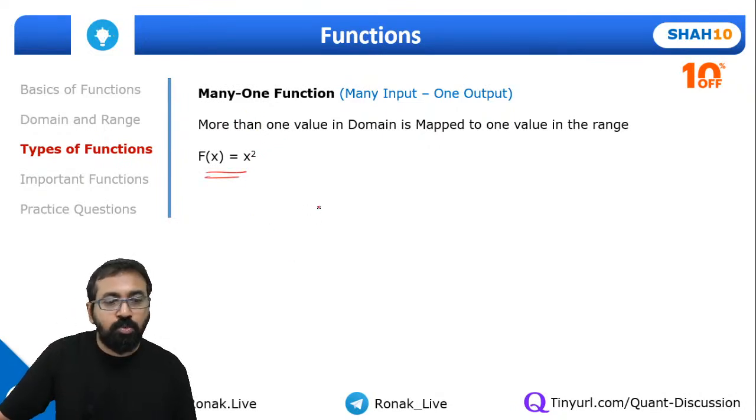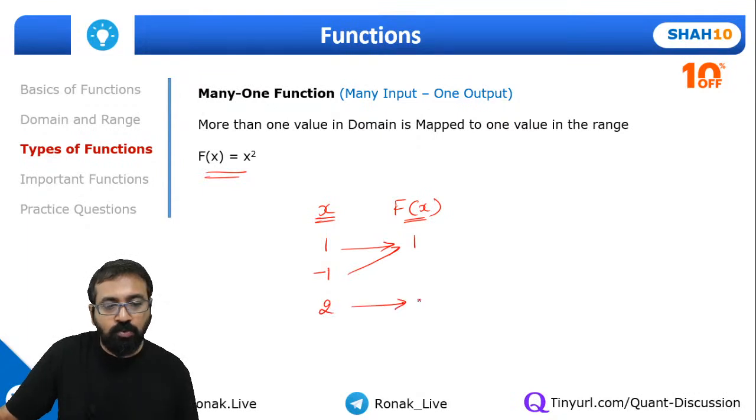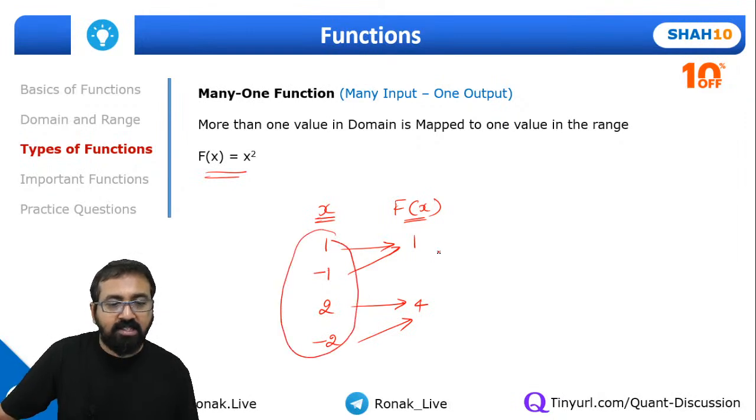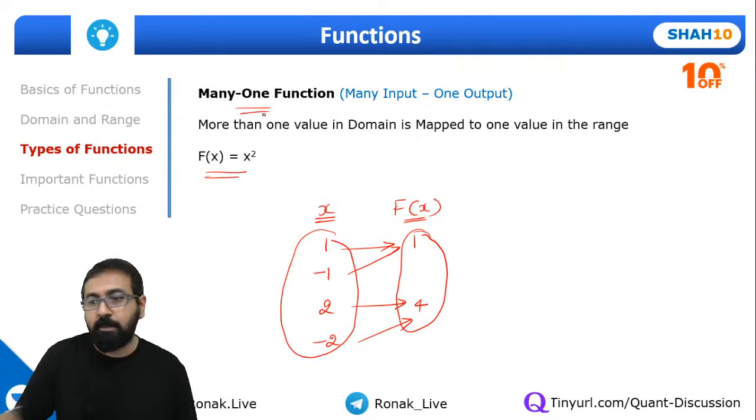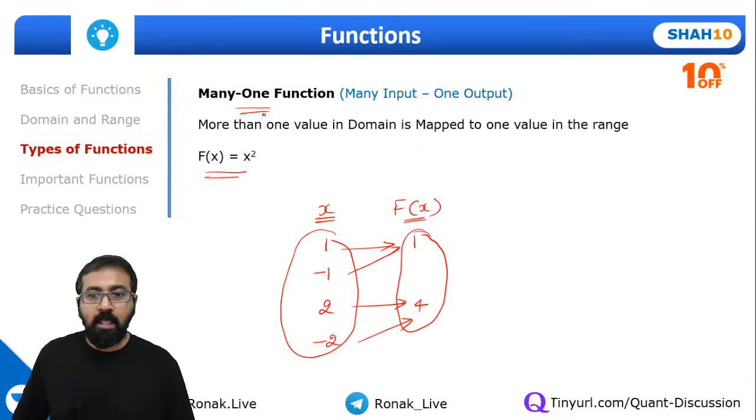The classic example is this one. If I take x equal to 1, f of x will be 1. If I take x equal to -1, again f of x will be 1, right? If I take 2, this will be 4. If I take -2, again this will be 4. So for more than one value of x, you are getting one value of f of x, right? So this is called a many-one relationship or many-one function. Are we all clear up to now, everyone?